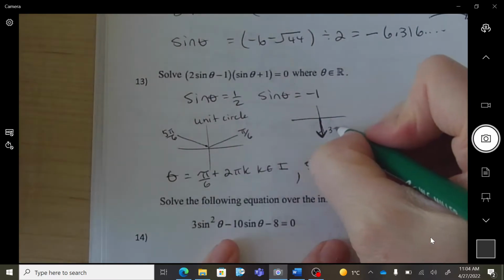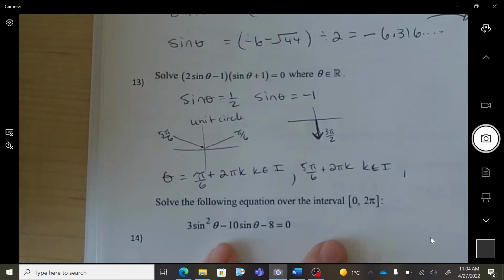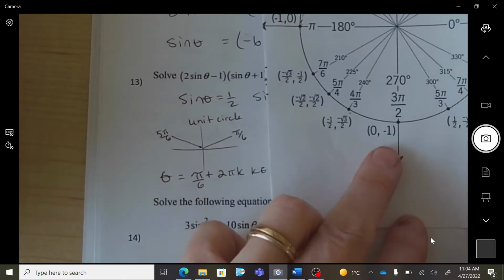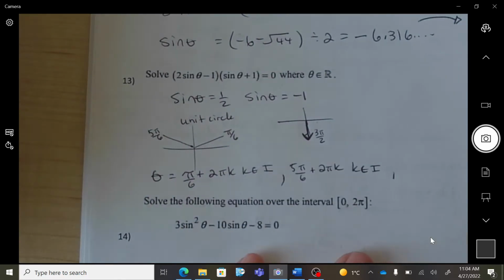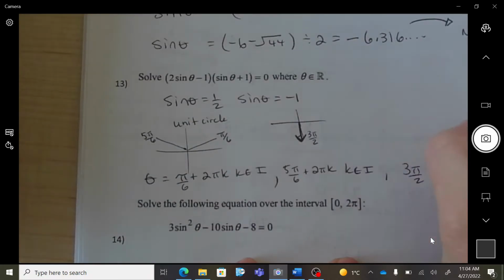So that's at 3 pi over 2, where the y is -1. So that's where I'm looking. So 3 pi over 2 plus any revolutions.